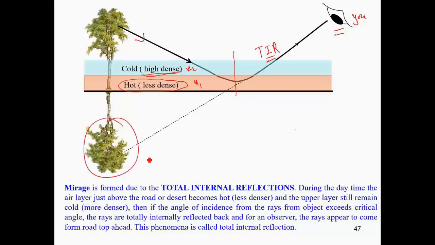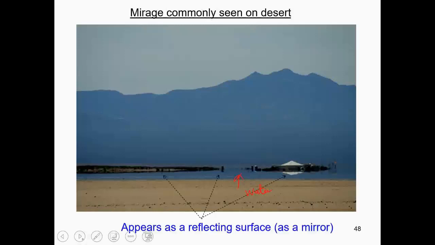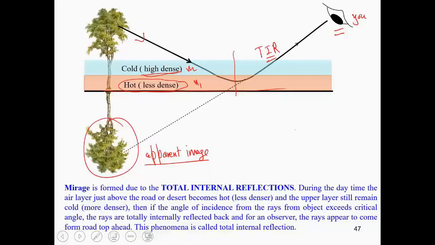This is the virtual image, the apparent image. You say virtual or apparent image, and it just appears to be reflecting from here. That's the reason this road appears to be a reflecting surface. These are the common mirages you will see. This is the common desert mirage: in the hot desert, all of this looks like a pond, like water. Because of the mirage, this optical illusion, because of total internal reflection, it's actually not water. It just appears to be a reflecting surface because of the total internal reflection I just explained.